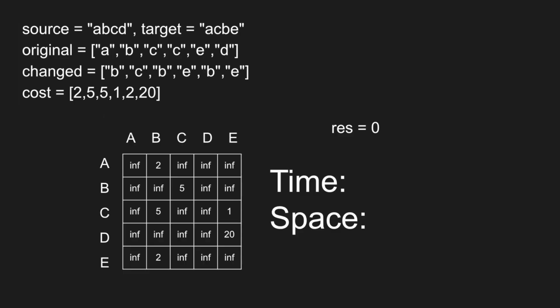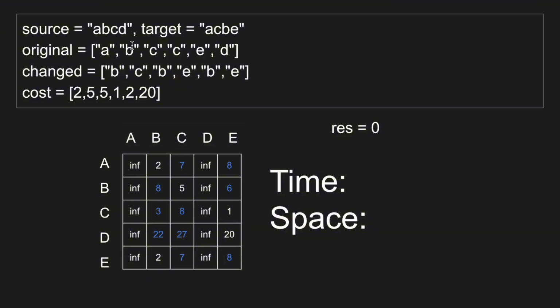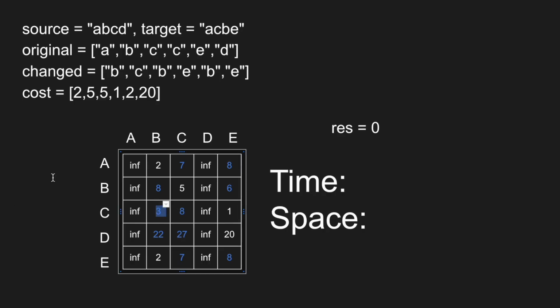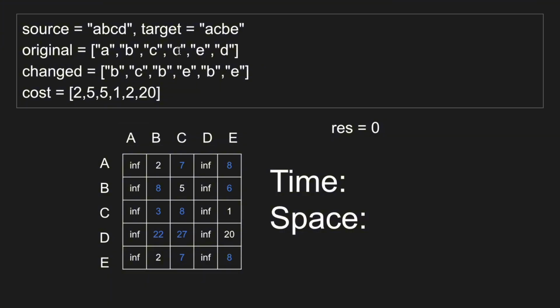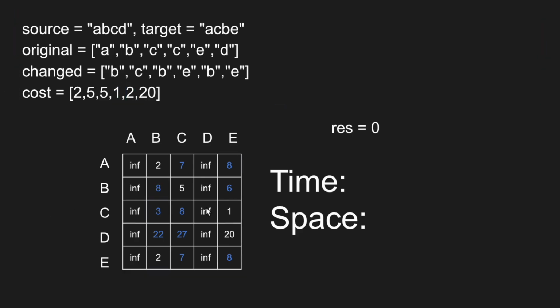Now it will take a bit too much time to iterate through the triple nested for loop. So I'll just show you all the values that it can convert to, and you guys can check on your own. But one thing I want to point out is this value right here. Previously it was a 5, and now that is 3, because we realized that if we want to convert C to B, we can actually convert C to E first and then E to B, and that will cost 3. And everything else you guys can check on your own.